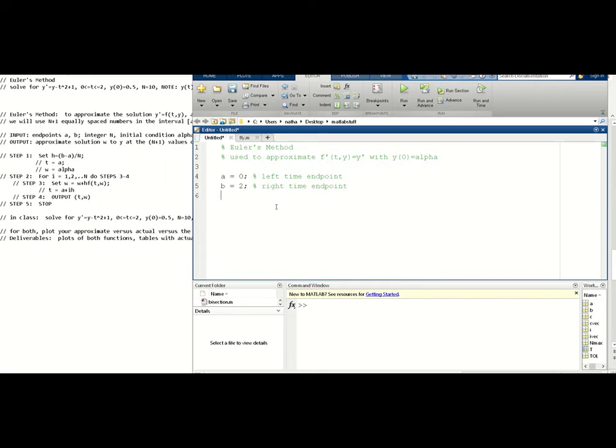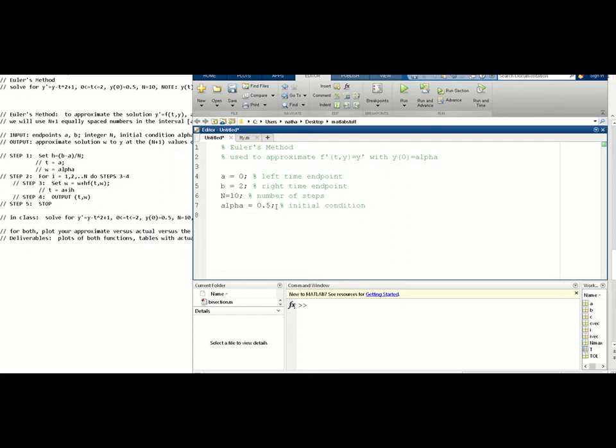Now it gives me that n equals 10. So this is going to be the number of rectangles or number of steps. And then alpha equals 0.5. And this will be the initial measurement or initial condition. Okay, so those are the things that we know.